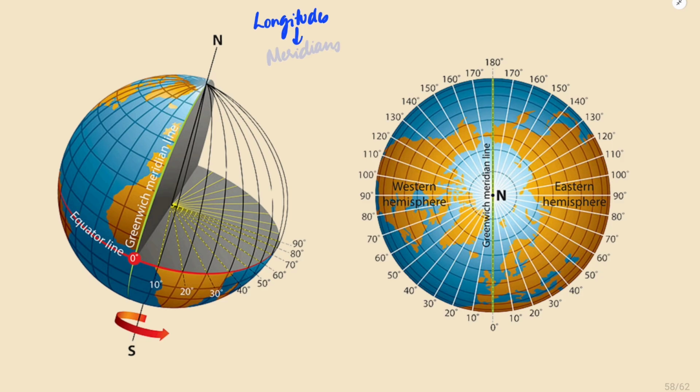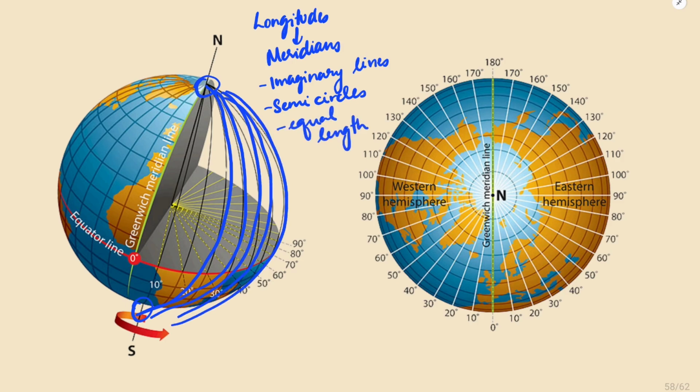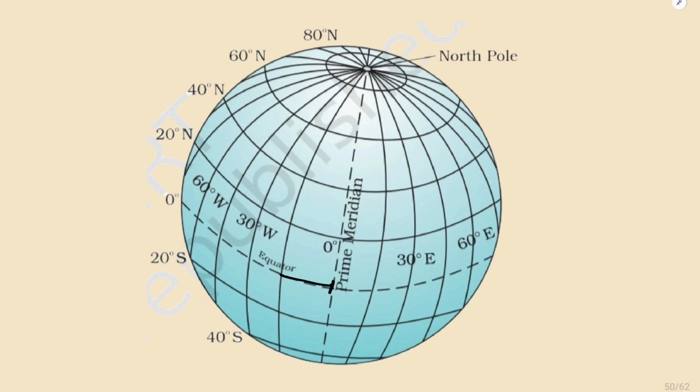Longitudes, also called meridians, are imaginary vertical lines that run from the North Pole to the South Pole. Unlike latitudes, which are circles, longitudes are semicircles. While we saw that latitudes decrease in length towards the poles, longitudes, on the other hand, are of equal length. However, the distance between meridians decreases as they approach the poles where all the longitudes meet.